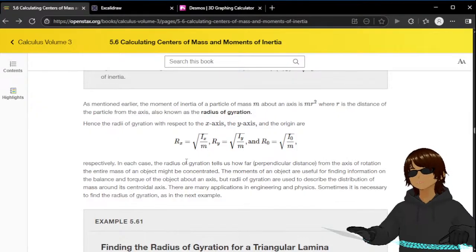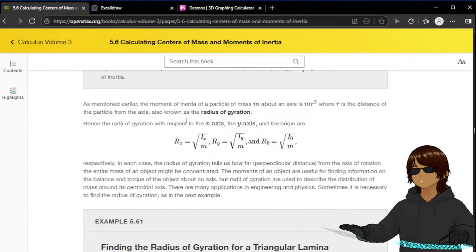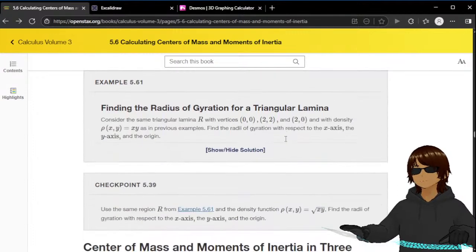As mentioned earlier, the moment of inertia of a particle of mass m about an axis is mr squared, where r is the distance of the particle from the axis, also known as the radius of gyration. Hence, the radii of gyration with respect to the x-axis, the y-axis, and the origin are this, and then Iy over m, square root of all of that. The radius about the origin is I naught over m, square root of all of that.